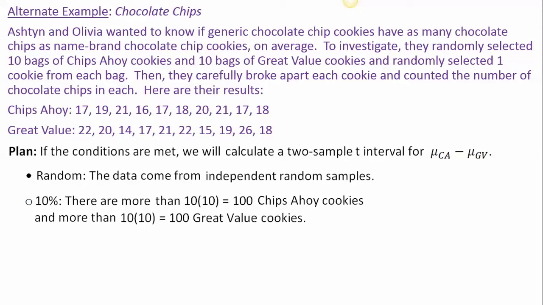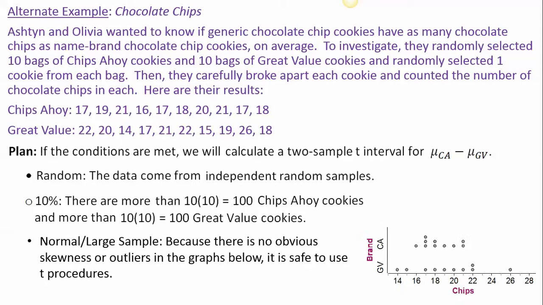10%. There are more than 100 Chips Ahoy cookies in circulation and more than 100 Great Value cookies. Because there is no obvious skewness or outliers in the graphs below, it is safe to use t-procedures. Now we had to do this graph because our sample size was not greater than 30. So unless your sample size is equal to or greater than 30, you have to go ahead and graph. We don't know that it's supposed to be normal for the shape, so we have to go ahead and look. And there doesn't seem to be any major skewness or outliers.